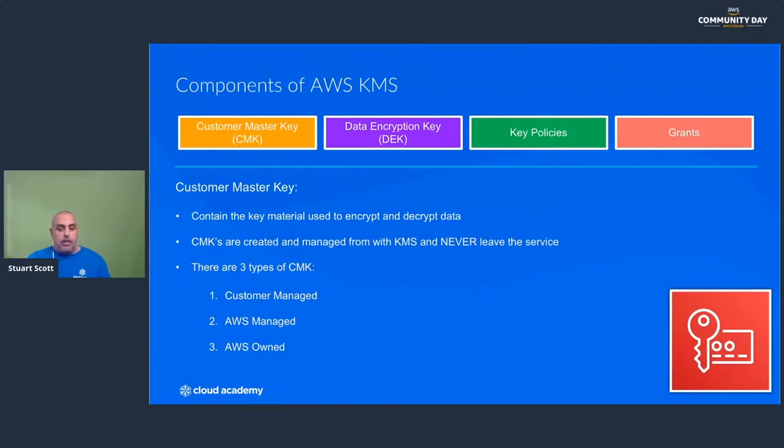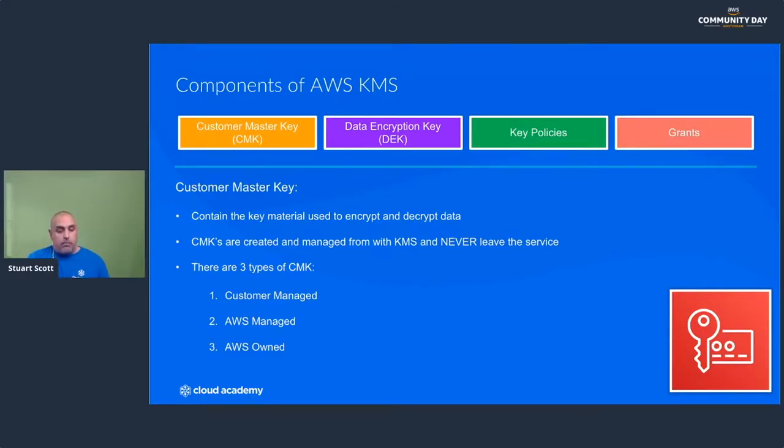Okay, so let's now take a look at some of the core components and features that make up the KMS service. And it's primarily based around the 4 different options you see at the top of the screen there. So we have our customer master keys, our CMKs, our data encryption keys, which is DEK, key policies, and also grants. Now, let me start off by explaining the CMK, the customer master key. Now, this is the main key type within KMS, and it contains the key material that is used to encrypt your data. And there are 3 different types of CMK, and it's important to know the difference between them.